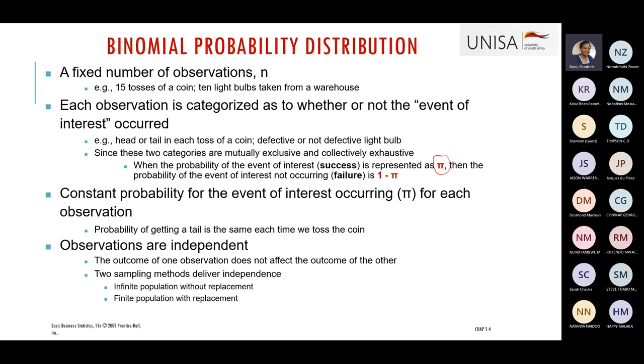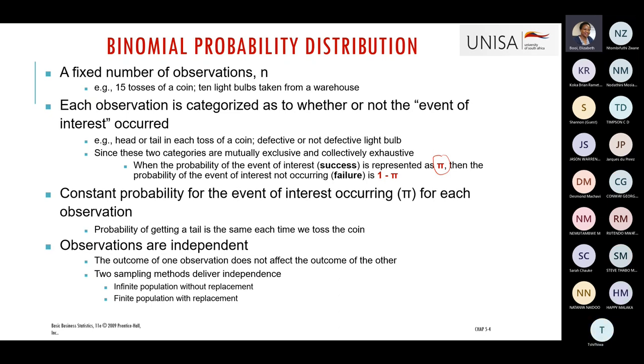Also what you need to remember with binomial probability is that there will be a constant probability for the event of interest, which is your probability of success, for each observation. For example, when you toss a coin, the probability that it will land on a head will be a half, because there are two outcomes of tossing only one coin. If I'm tossing more coins, then the number of trials will increase based on the number of times that you are tossing. The probability of getting a tail is the same each time you toss a coin, because that probability will always be a half, as there are only two sides to that coin.